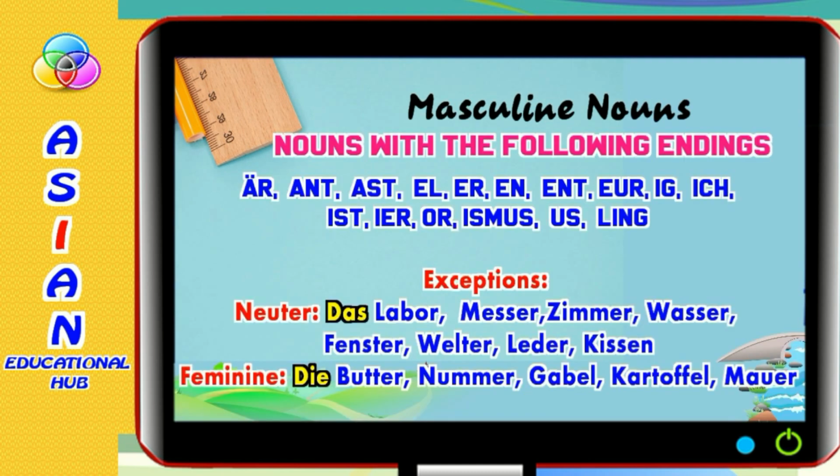Now nouns with the following endings are masculine nouns: ant, ast, el, er, an, ent, eur, ig, ich, ist, ier, or, ismus and us and ling.